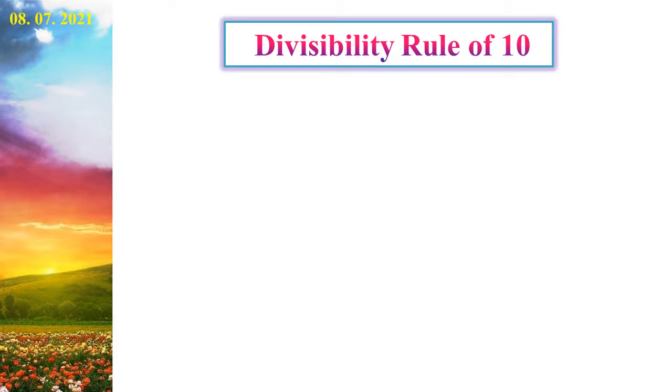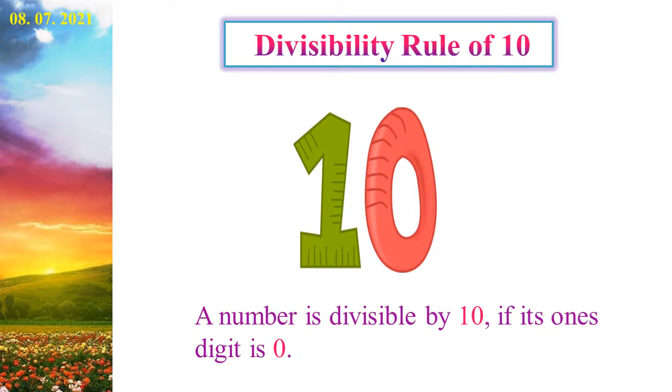Let's learn about divisibility rule of 10. A number is divisible by 10 if its ones digit is 0.